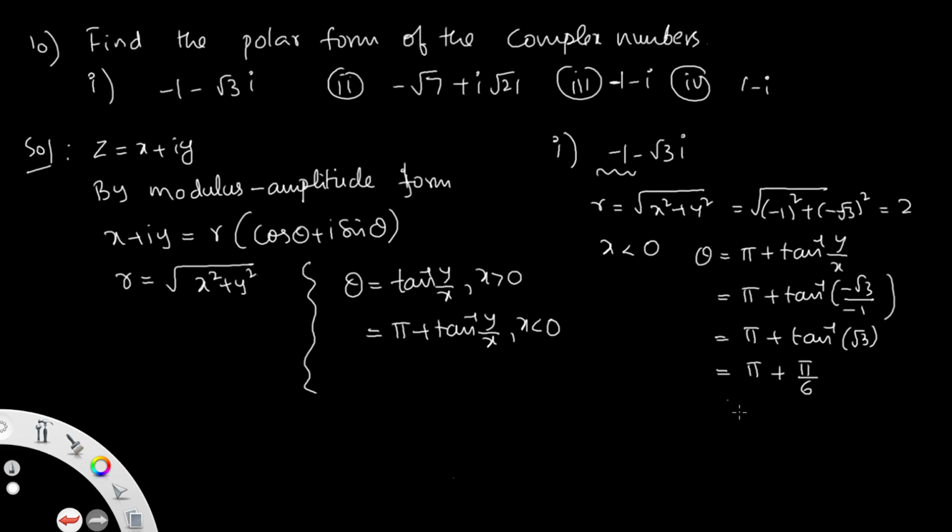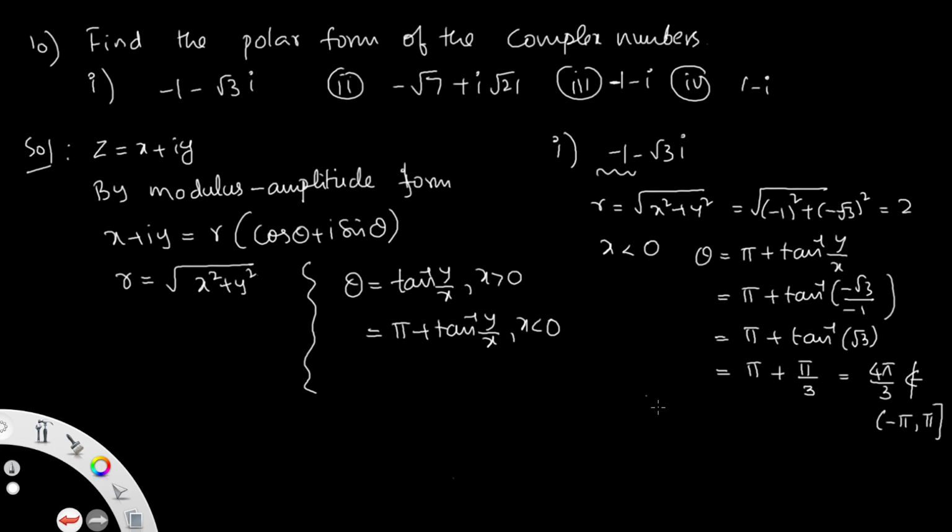Tan inverse of minus root 3 by minus 1, that is pi by 3, so theta is 4 pi by 3. Is it in the range or not? That is 240 degrees, so it is not in the range of minus pi to plus pi. It is not the smallest angle, not the principal argument.